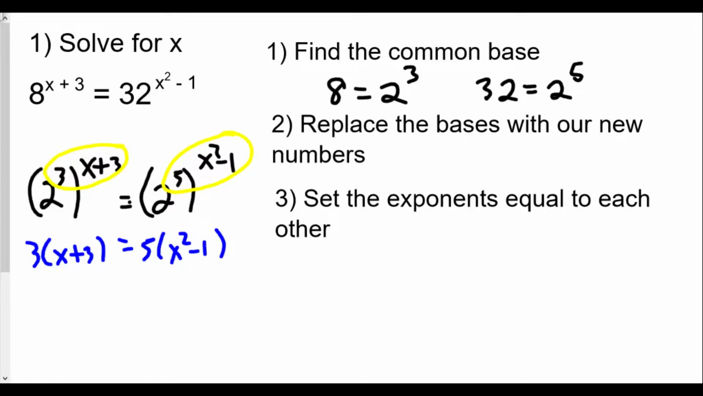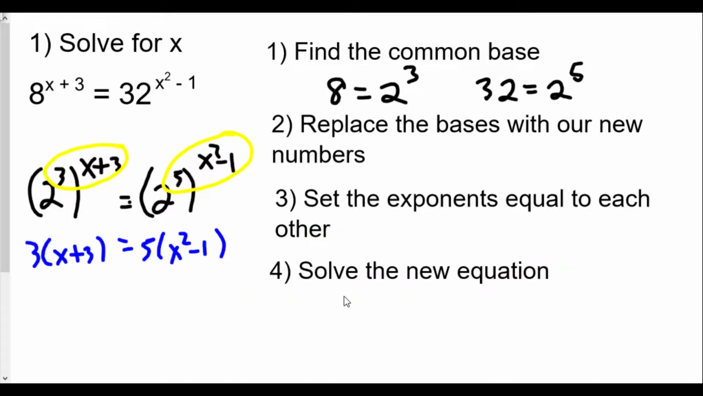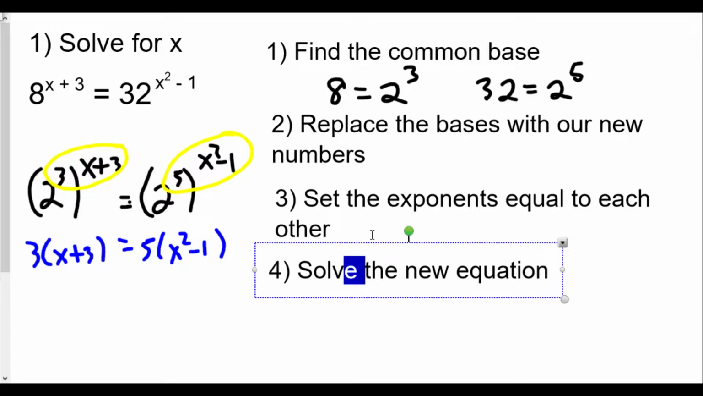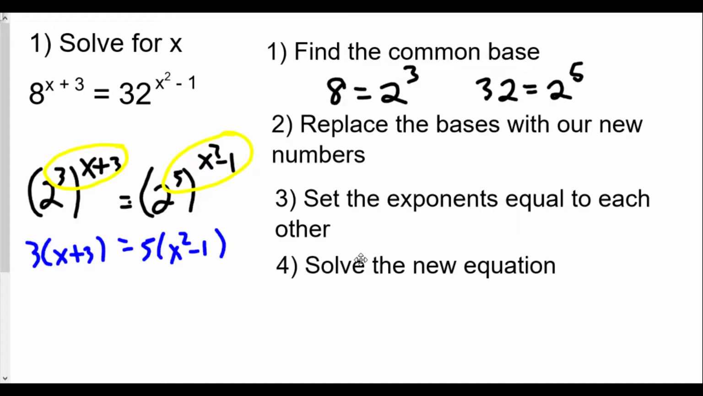All right, and of course, our last step here, step 4, is to solve the new equation. Again, we're solving for x. All right, and so in this situation, we're going to distribute. So we'll distribute here the 3 with the x plus 3 and the 5 with the x squared minus 1, and we shall get 3x plus 9 equals 5x squared minus 5.